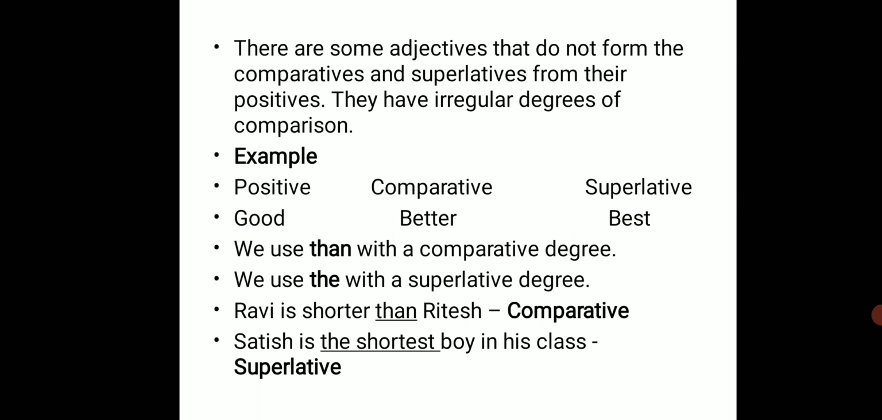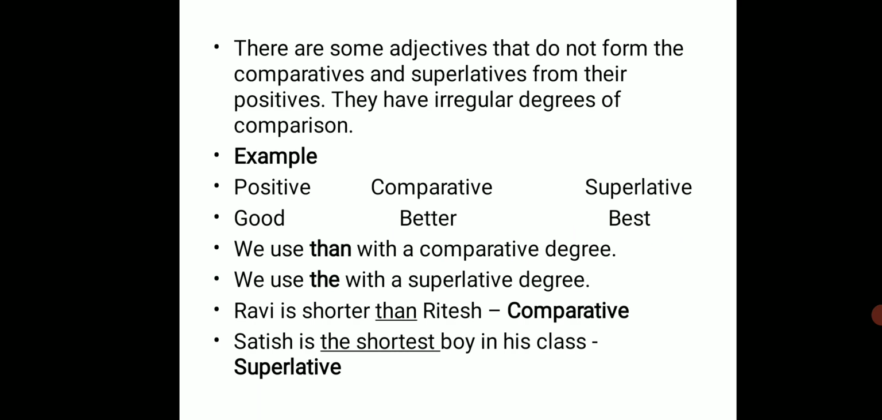Look at this, another example. Ravi is shorter than Ritesh. There is comparison between two persons, Ritesh and Ravi. So Ravi is shorter. Look at that adjective. Short, shorter, shortest. Shorter than, with er and then than. This is how it qualifies as comparative.